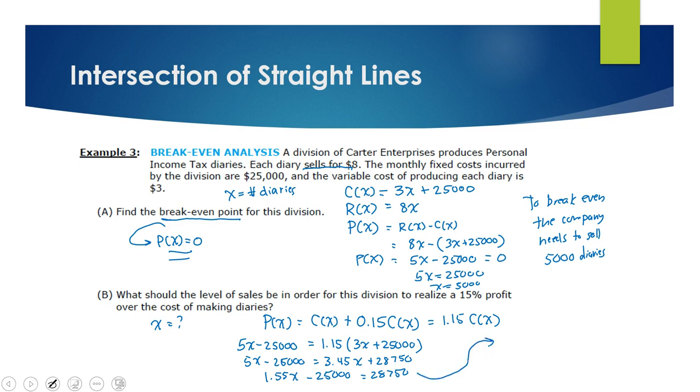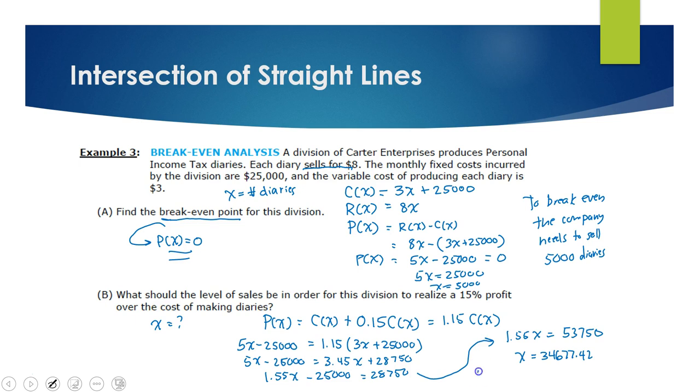Just to make more room here, I'm going to add 25,000 to both sides. 28,750 plus 25,000 is 53,750. And then I'm going to divide both sides by 1.55. And I get x is equal to 34,677.42.